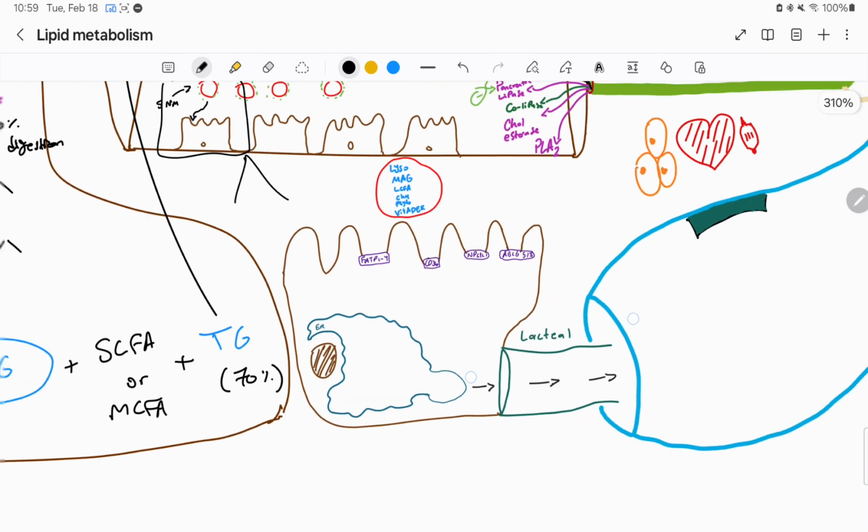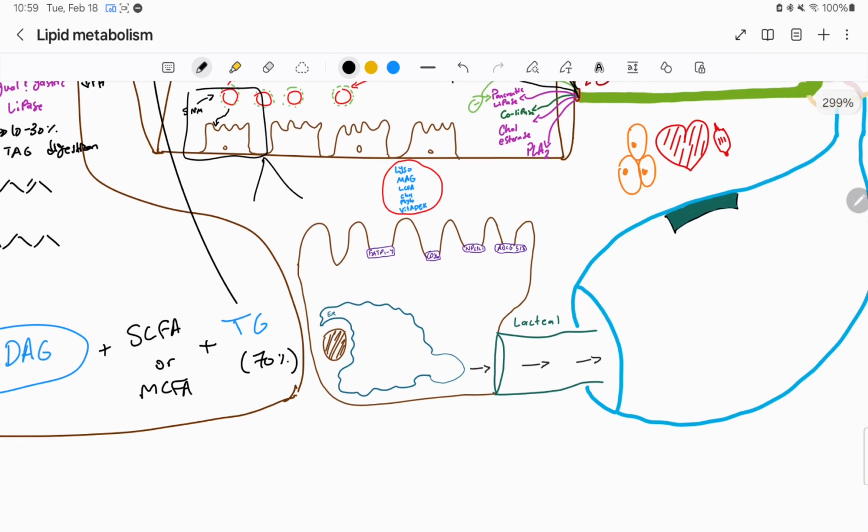Actually, where are we, by the way? Where are we right now? So right now, we are actually at the level of the distal duodenum and jejunum. Okay, so when it comes to the absorption, we're actually at the level of the distal duodenum and the jejunum.